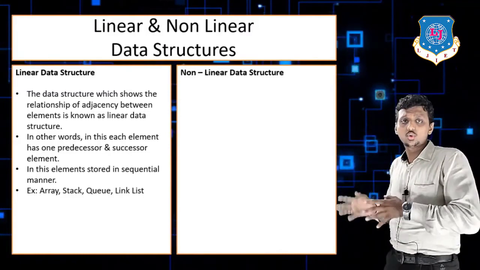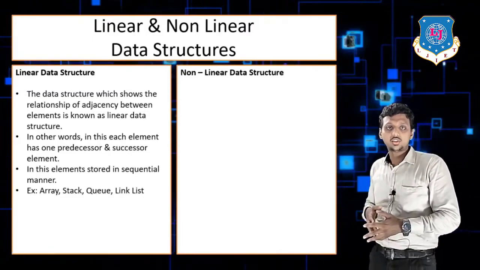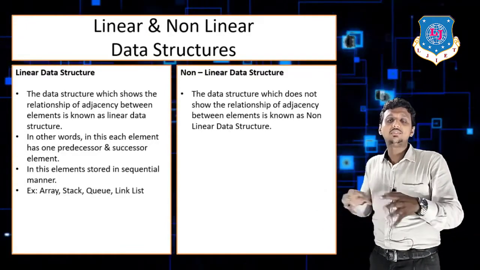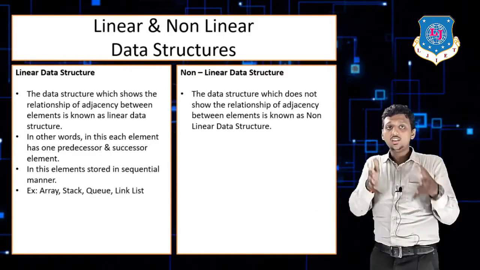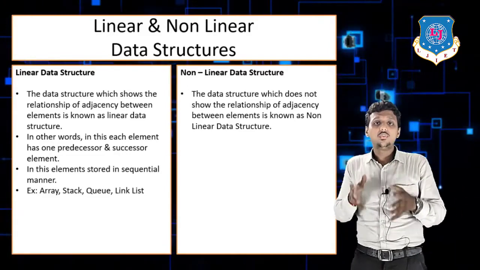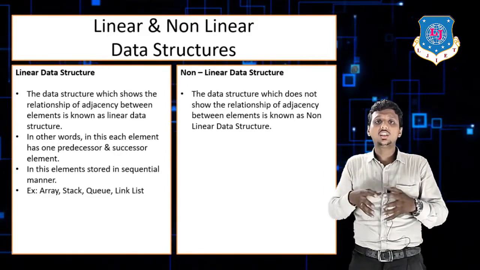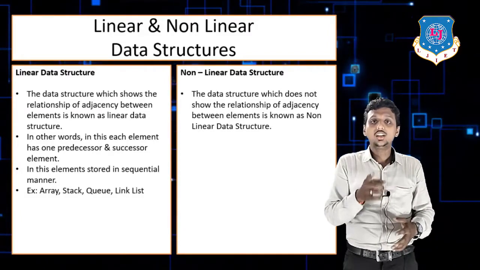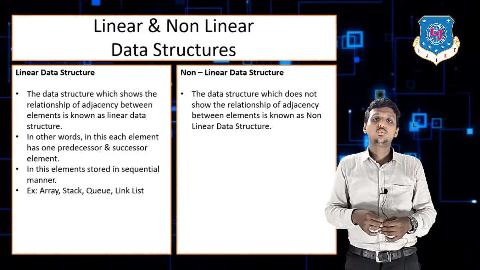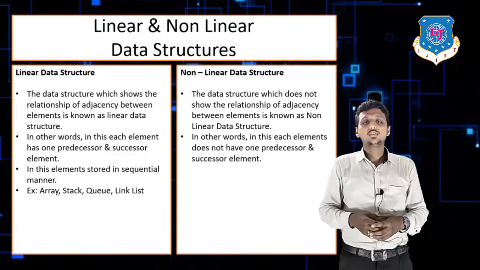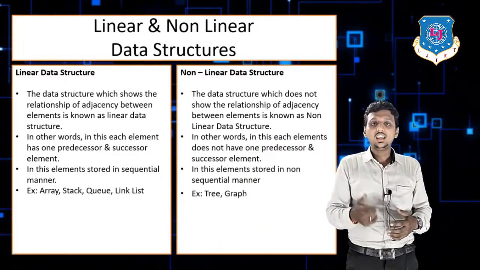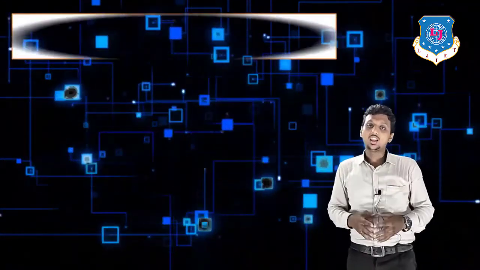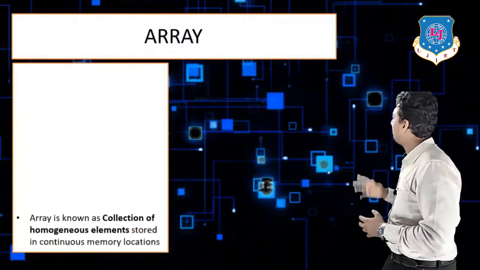Non-linear data structure is totally the reverse of linear data structure, right? In this, there is no relationship of adjacency between elements. Students, just imagine a situation where the data elements are connected with each other in random fashion, then the data structure is known as non-linear data structure. Let's go for the examples. The examples of non-linear data structures are tree and graph. Now, let's start with the topic array. So what do we mean by the array?